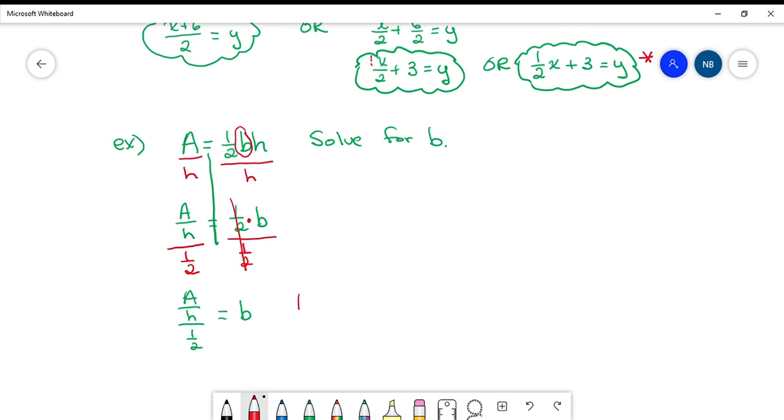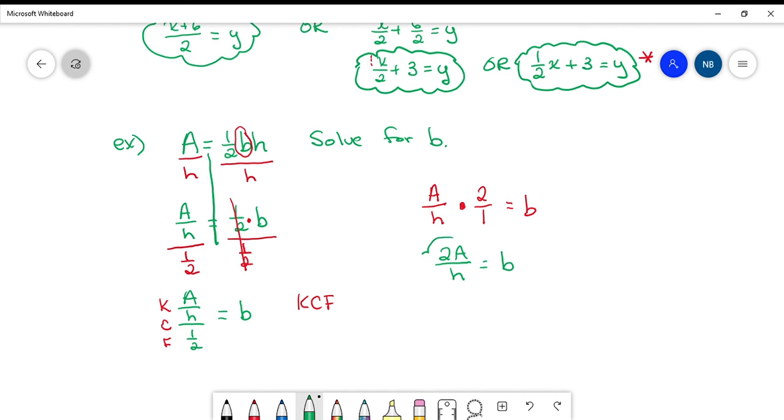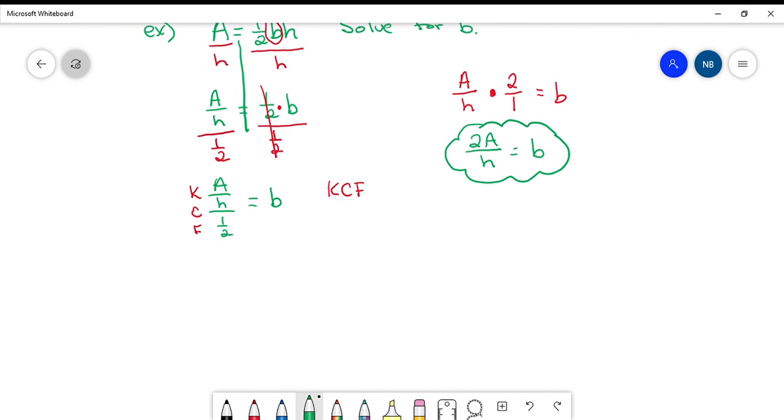We're going to use keep, change, flip again. We're going to keep the numerator, we're going to change the fraction bar, and we're going to flip the fraction in the denominator. So I'm going to have keep A over H, change divide to multiply, flip the 1/2 over, and that's equal to B. So my final answer is 2 times A over 1 times H equals B. And I'm finished with that example.